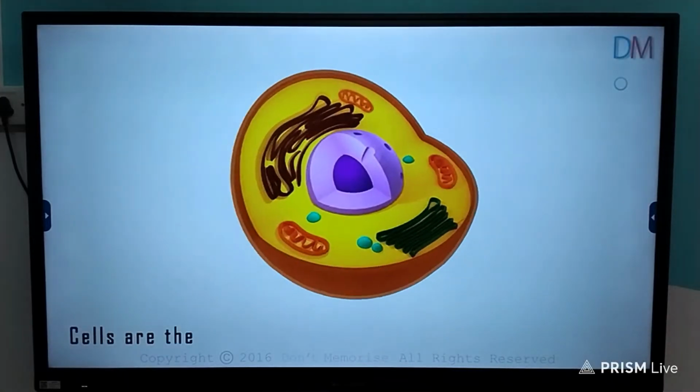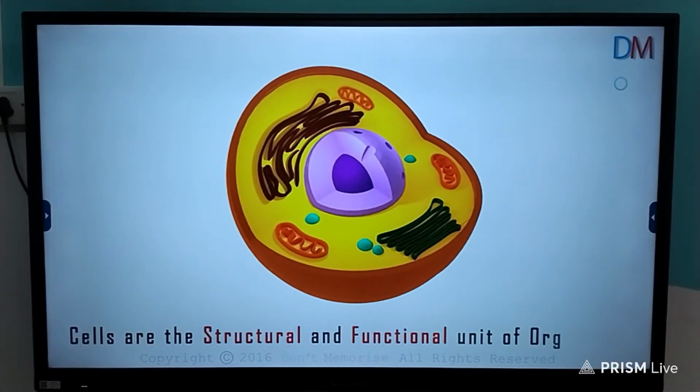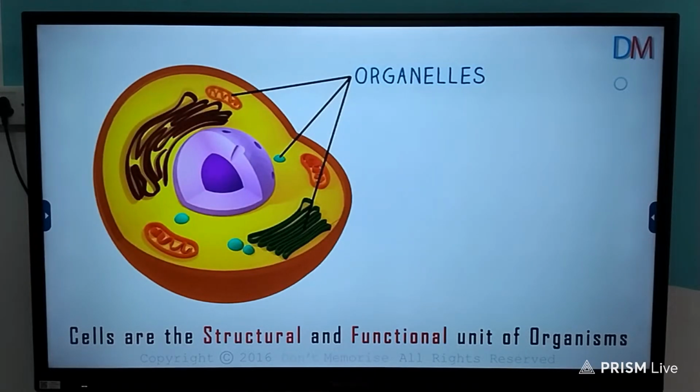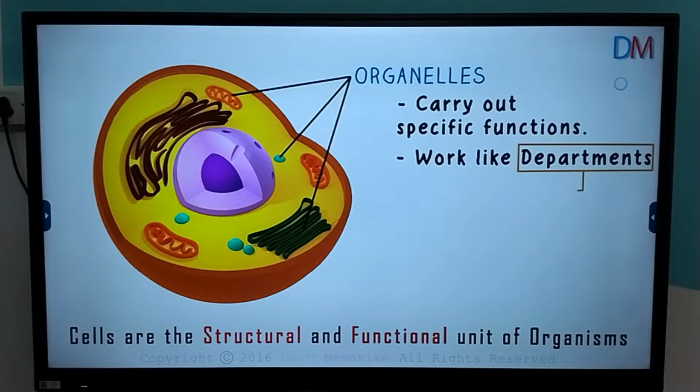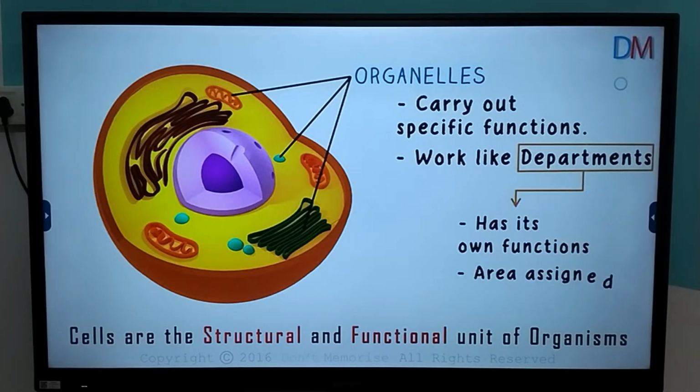We know that cells are the structural and functional units of organisms. How do they carry out different functions though? We studied in our previous videos that cells have organelles and each of them has a specific function that they carry out. These organelles work like departments. Each department has its own functions and an area assigned to them.